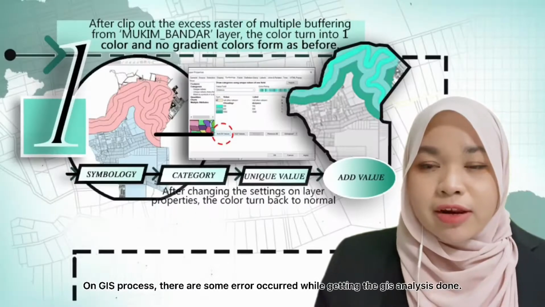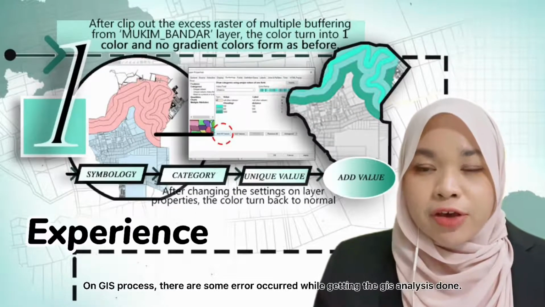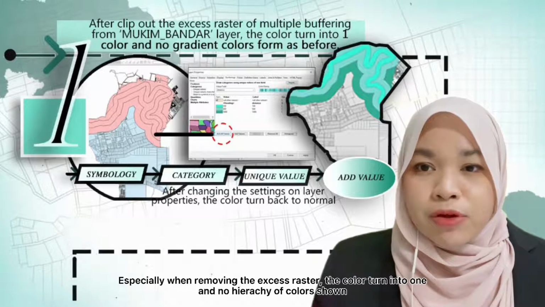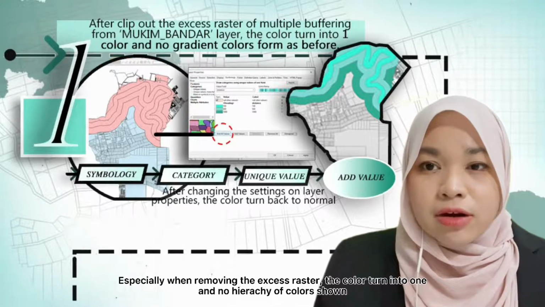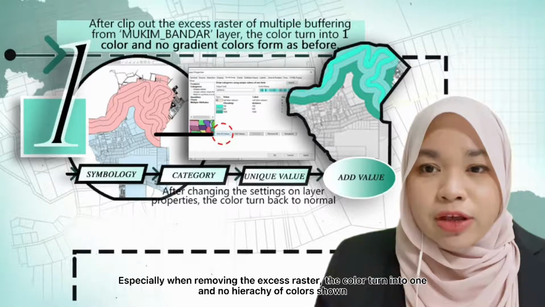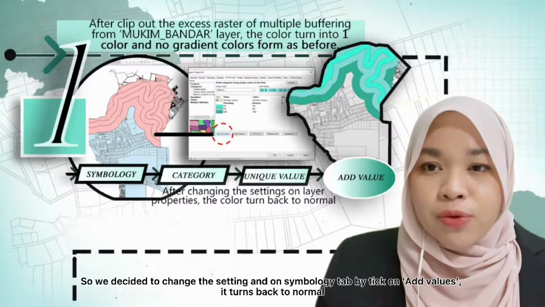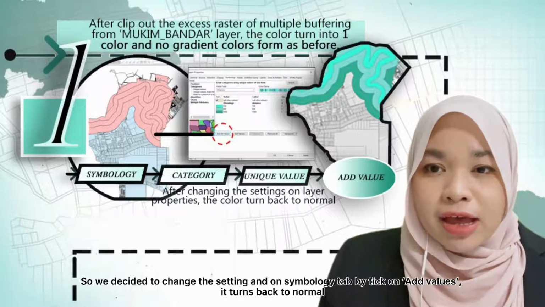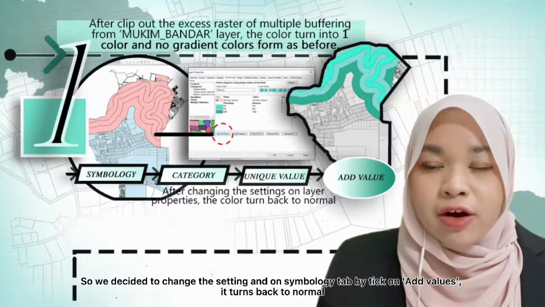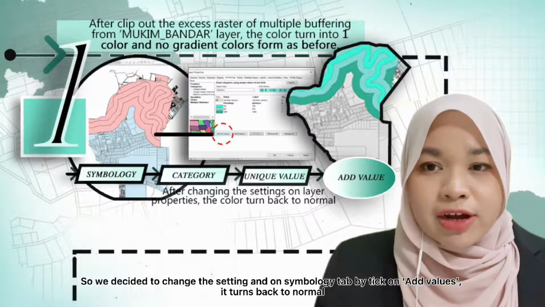While getting this analysis done, there was an error, especially when we wanted to cut the excess raster. The color turned into one color and no hierarchy of colors was shown. So we decided to change the setting by clicking on the symbology and clicking add values, and the colors and the hierarchy of colors finally showed again.